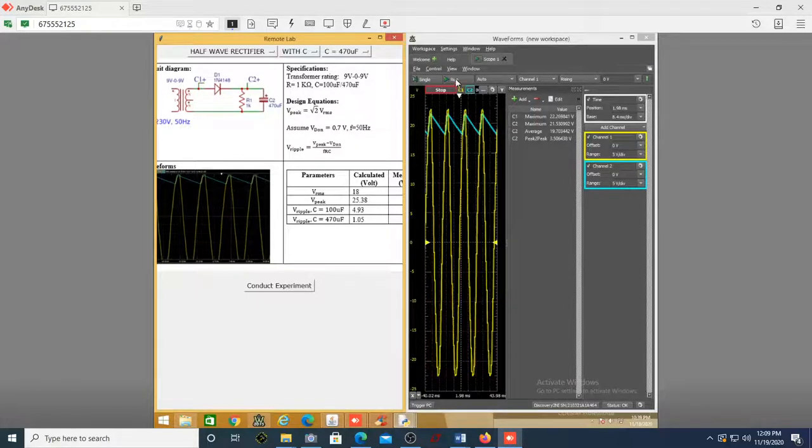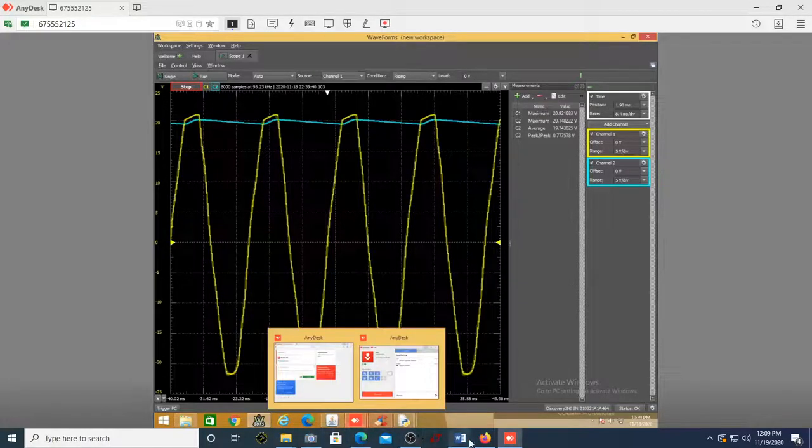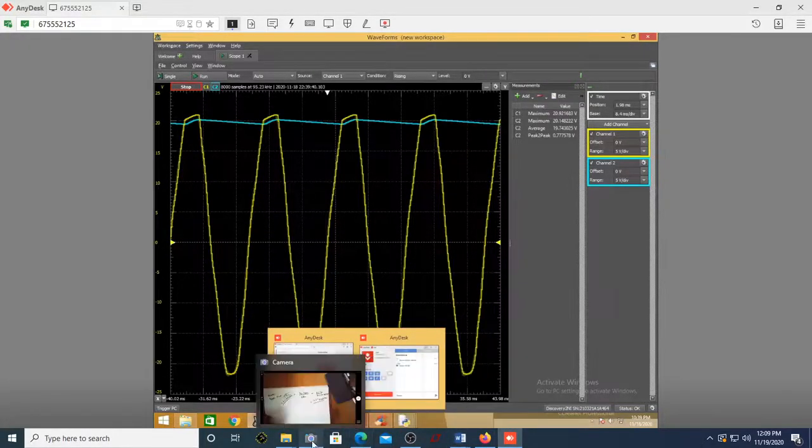Let me run this. Now when I say conduct, the 470 microfarad will be connected. Now you can see you have a reduced voltage. You can see the ripple voltage has reduced to 0.77, and we expected the same reduction by 4.7 times, which you can see here.